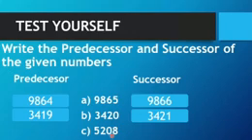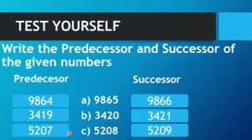Now let's go to part C. 5,200 and 8. So what will come before this? 5,207. Now let's see the successor. 5,200 and 9. Very good. This is also correct.